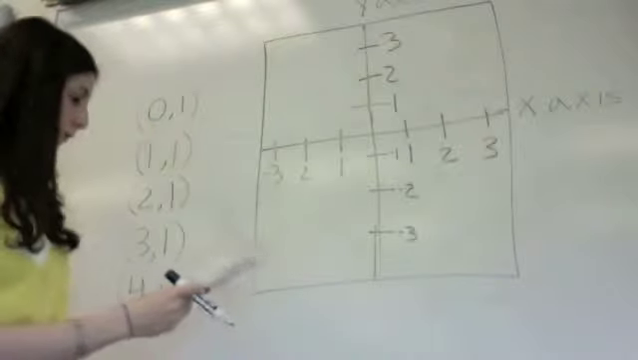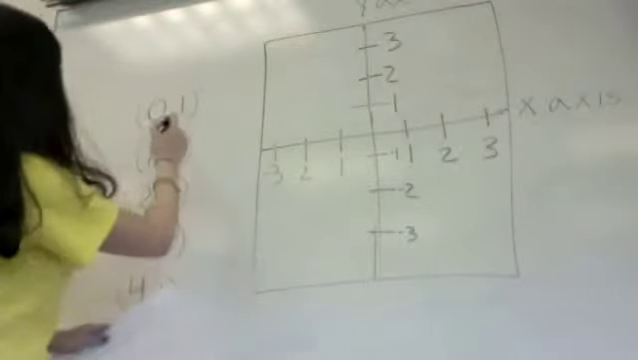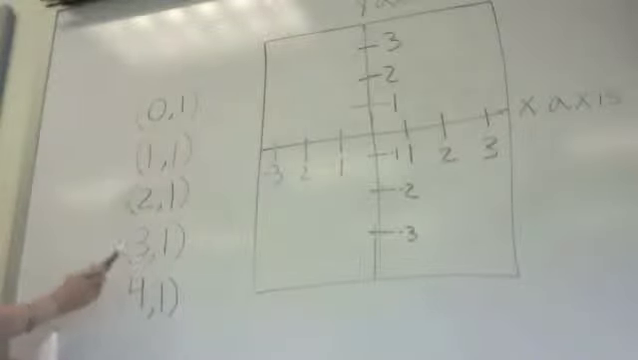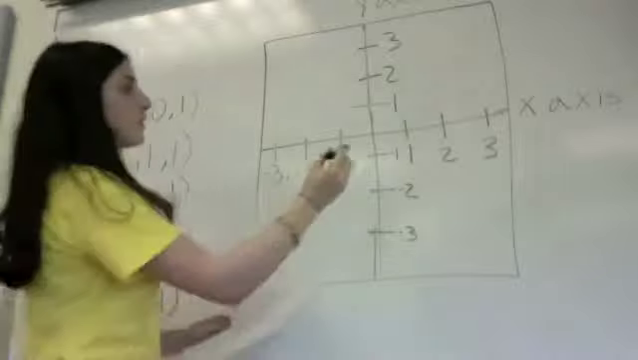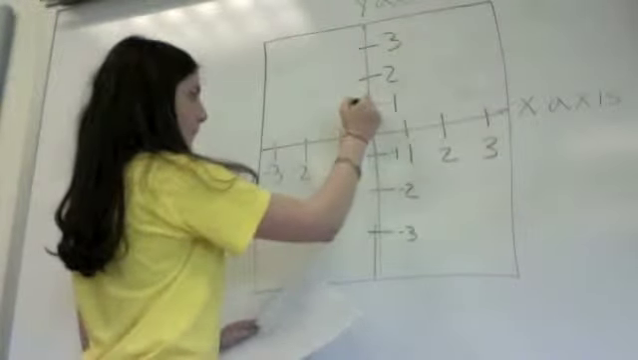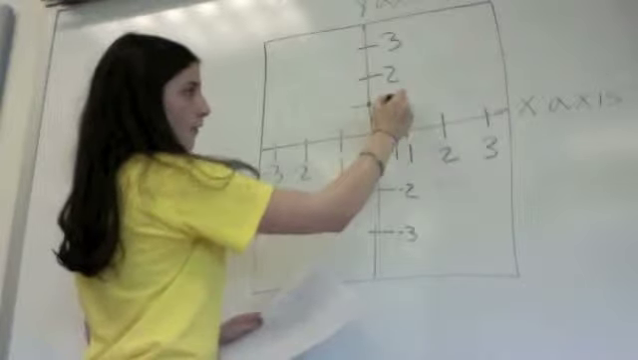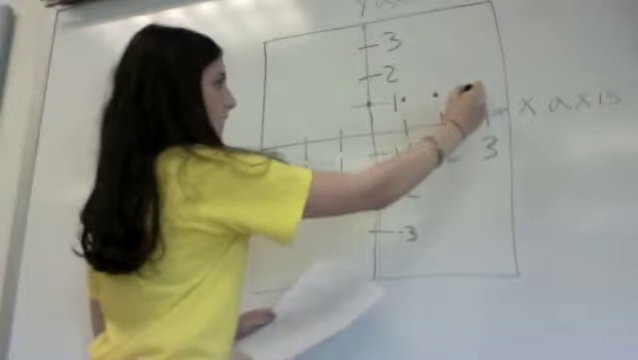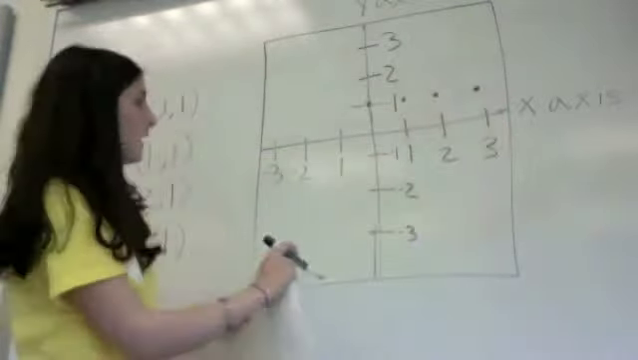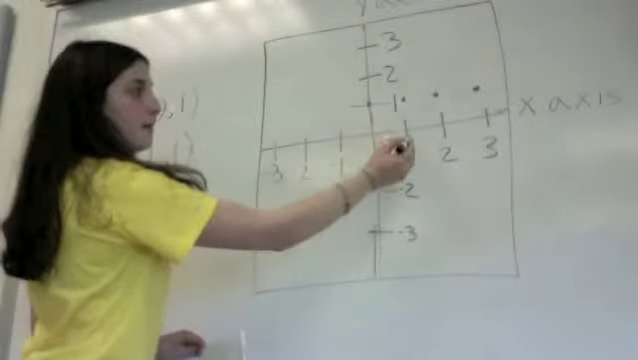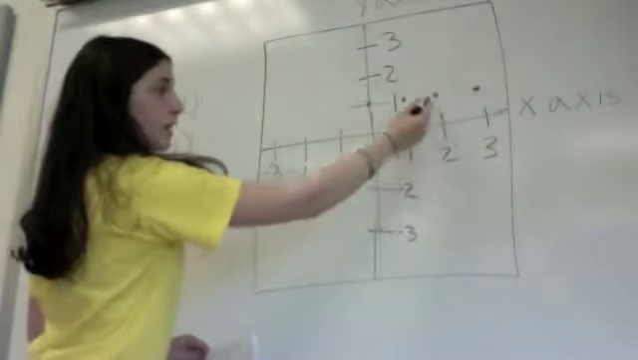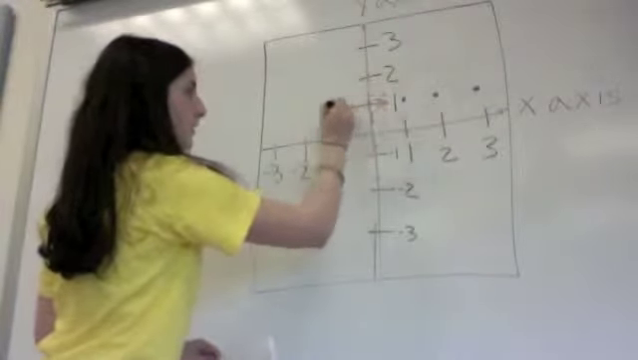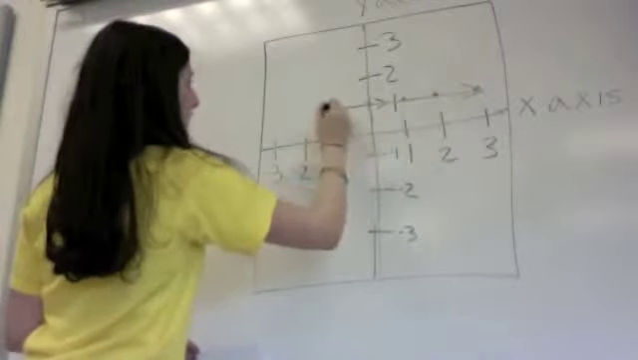So, if we were to plot (0, 1), (1, 1), (2, 1), (3, 1), and (4, 1). So for (0, 1), this is 0, and then we just go up 1. And for (1, 1), we're going to go over and up. (2, 1), (3, 1) here. So this would be (0, 1), this would be (1, 1), this would be (2, 1), and this would be (3, 1). So for each one, the line would go horizontal. Just continue to go horizontally.